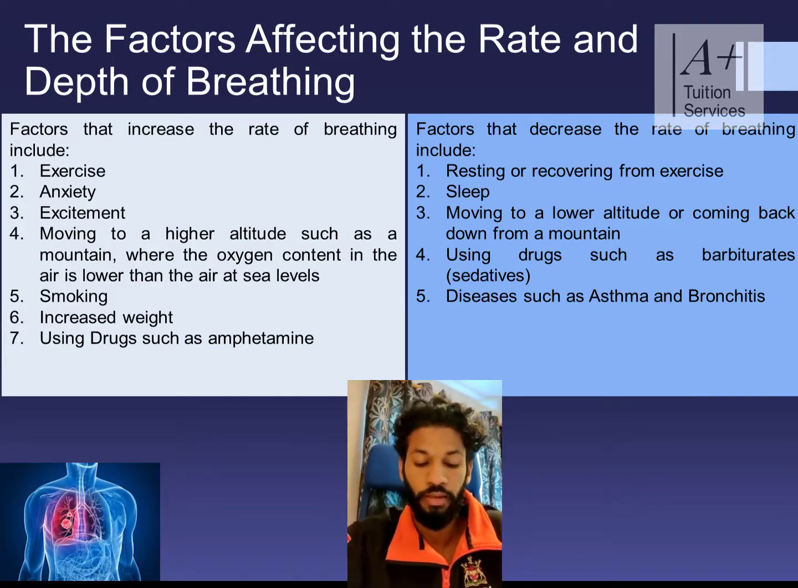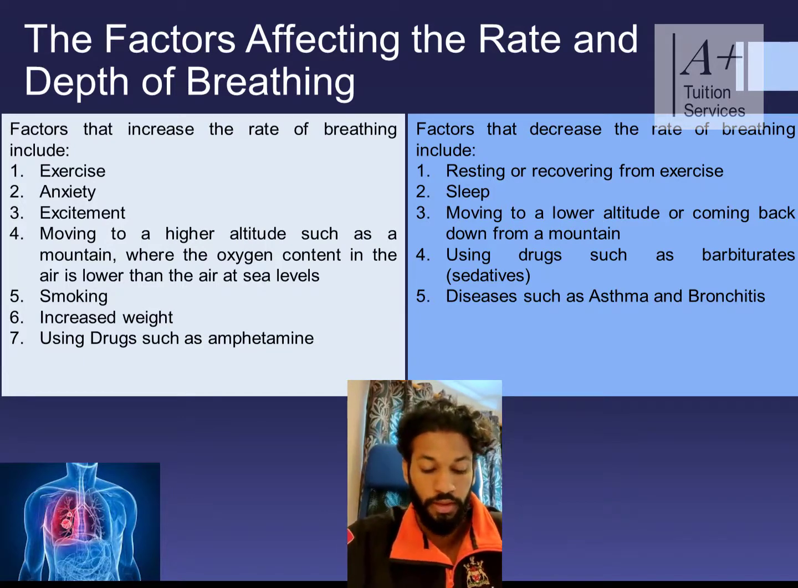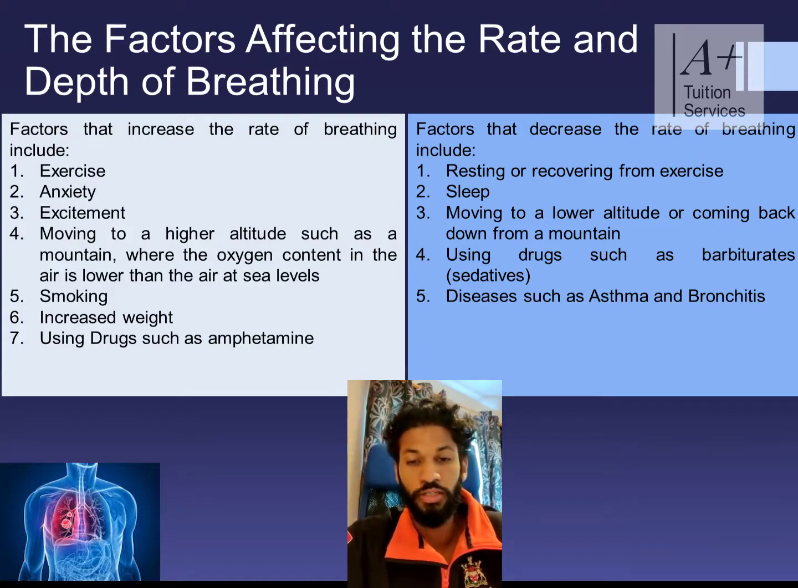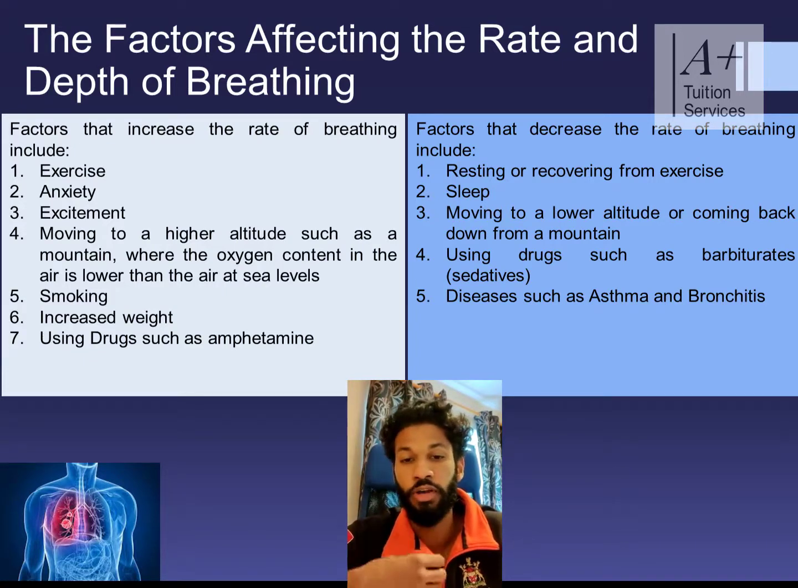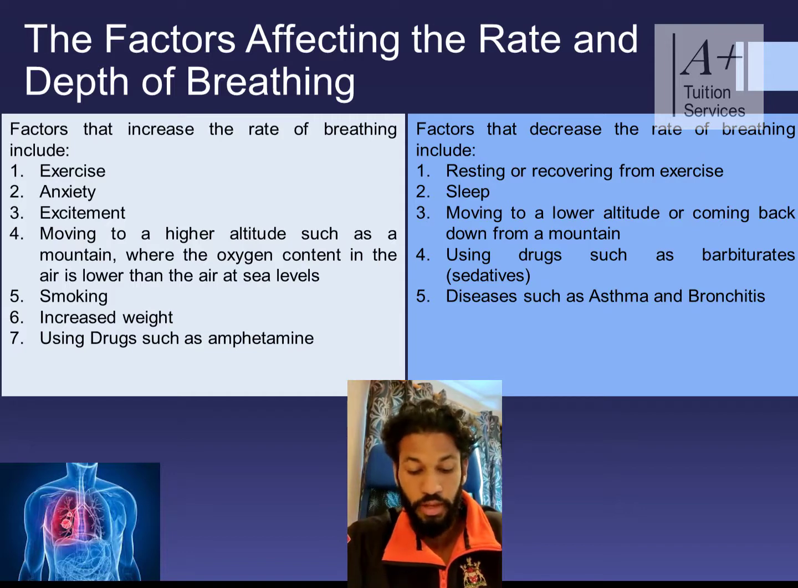Also smoking, increased weight, and certain drugs such as amphetamines all increase how fast and how deep you have to breathe. Factors that decrease this rate and depth of breathing include resting or recovering from exercise, sleep, moving to a lower altitude or coming back down from the high altitude, and certain drugs such as barbiturates, as well as certain diseases such as asthma and bronchitis, where you have mucus kind of clogging the airways, and so you cannot breathe as forcefully as you would like.